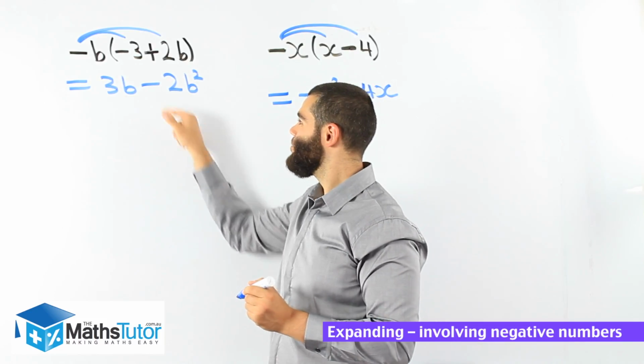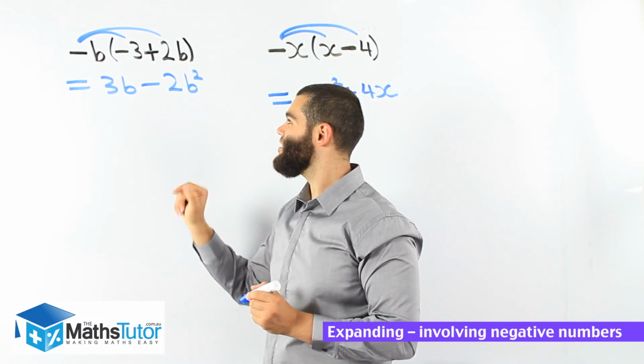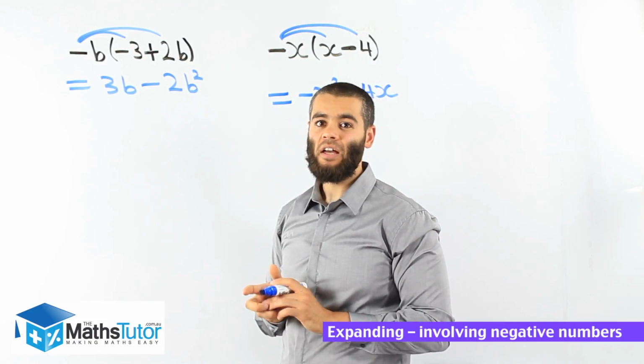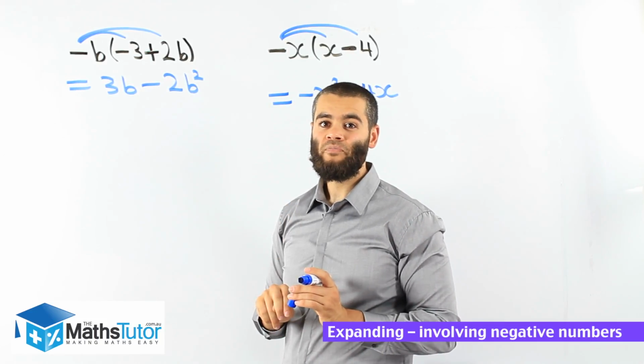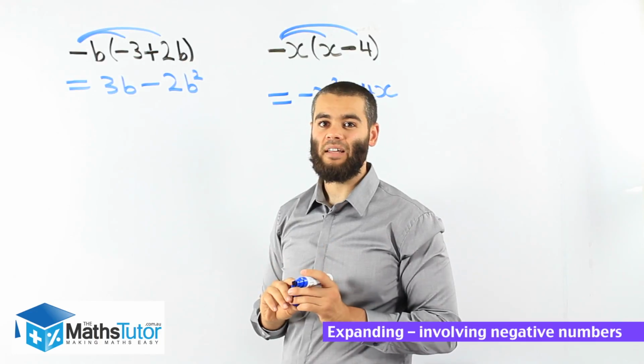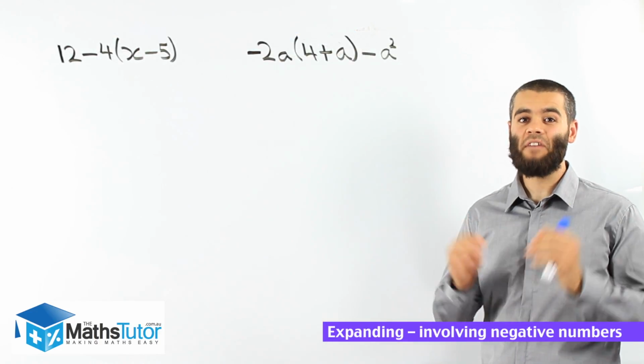Now, 3b minus 2b squared is the final answer. We can't simplify it any further. Now, we're going to do two more where we are going to simplify. Okay guys, let's have some fun.